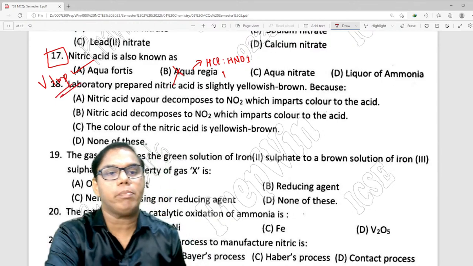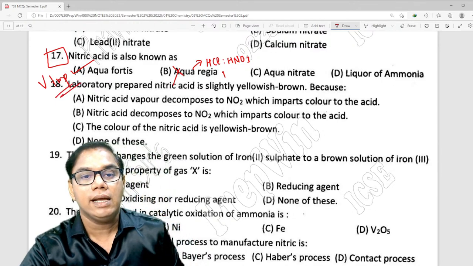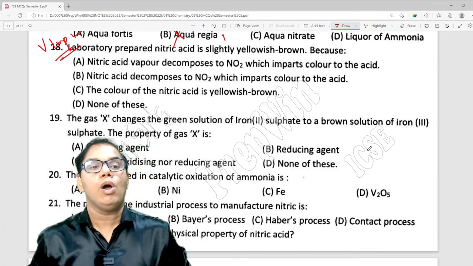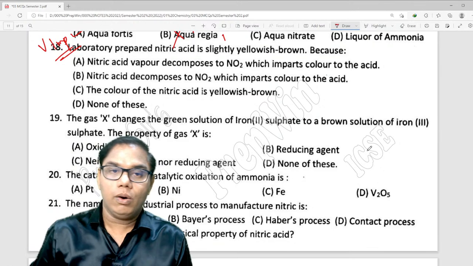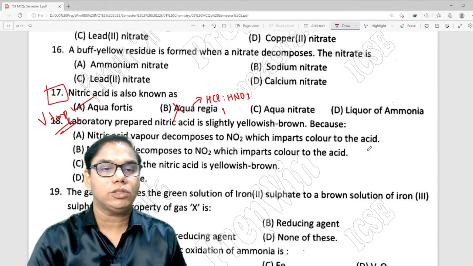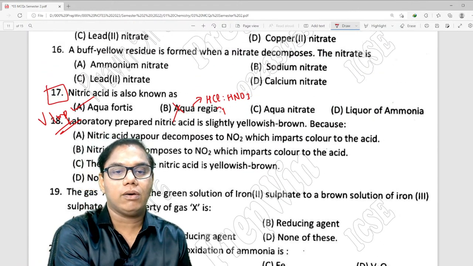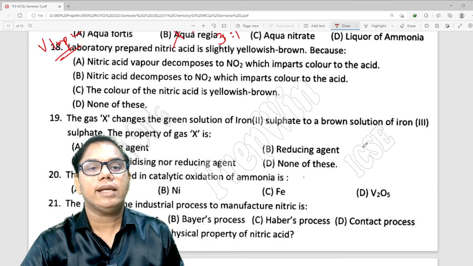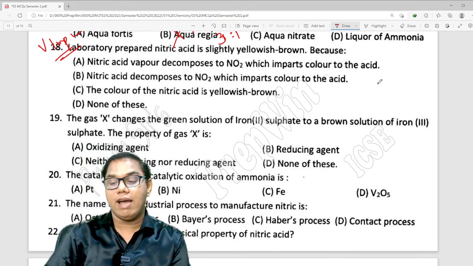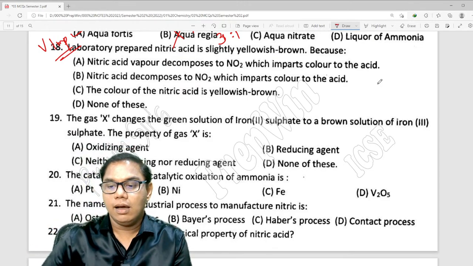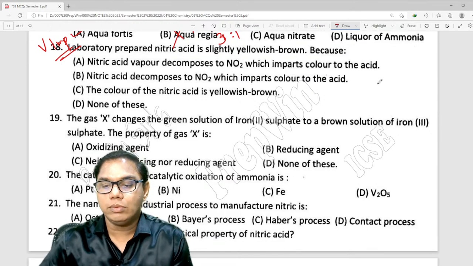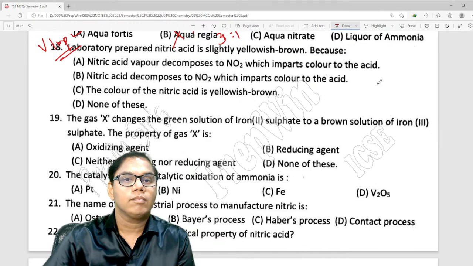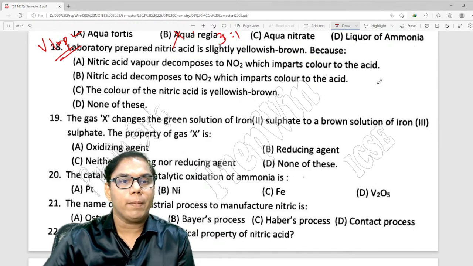And a very important question. Laboratory prepared nitric acid is slightly yellowish in color. You can expect this as a MCQ or even as a give reason. Okay, yes, 3 is to 1. Correct is 3 is to 1. Yeah. HCl is larger, zyada quantity mein, HNO3 is less. 18th wala is important, very important, either a give reason or MCQ or in any other form. What is the answer for 18th? Why?